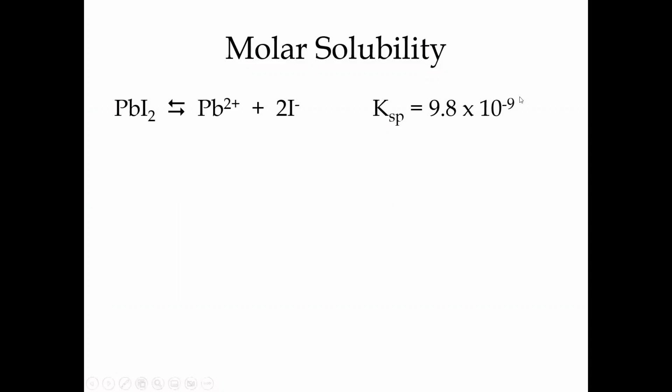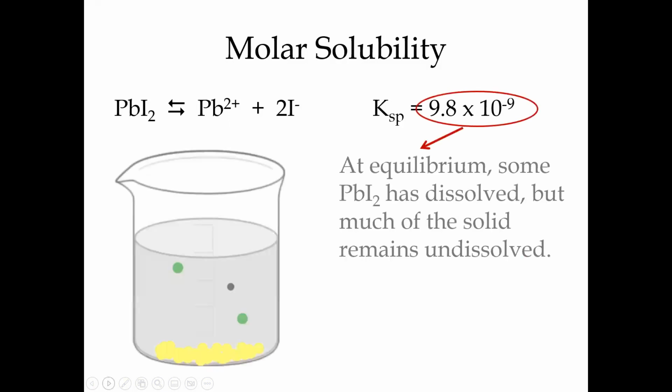So here is an example of how we would be finding molar solubility. So here we have a reaction of the lead-2 iodide would split into lead-2 ions and iodide ions. And they have a KSP value of 9.8 times 10 to the negative 9th. This means that at equilibrium, some of the lead-2 has dissolved, but much of it is still a solid that's undissolved. So inside our beaker, we would have mostly the solid, but then some of the ions that are produced.